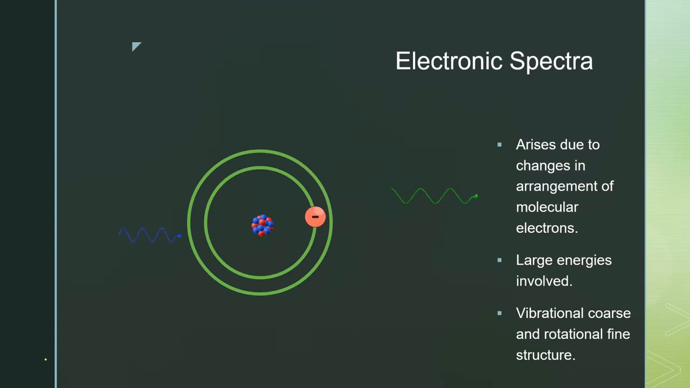Similarly, in the case of molecules, molecular electrons are rearranged when they are irradiated with an energy which is equal to the energy between the electronic states. And since this is the case of electronic transition, the energy should be high enough to make electronic transitions. So the energies involved here are large. We already know that the electronic spectra doesn't arise on its own, because the electronic levels are comprised of vibrational levels and rotational levels. Electronic spectra also comprises of the vibrational coarse structure and the rotational fine structure.